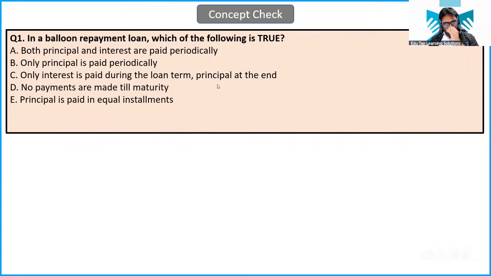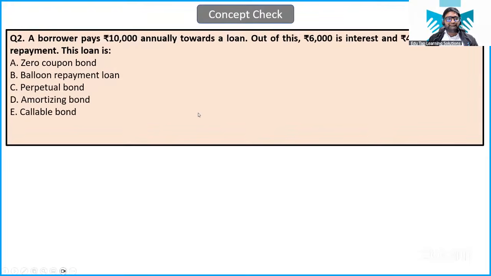Yes, very good. I hope it is clear. In balloon repayment, all of the principal payment is done at the end. So you can very clearly see C is the right answer. I hope there is no doubt to anyone here. Kashish gets the point. This one.